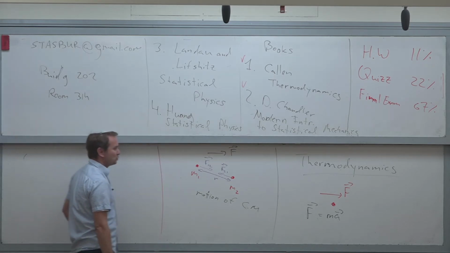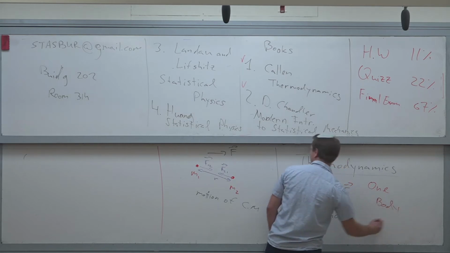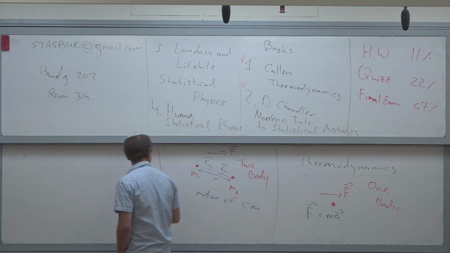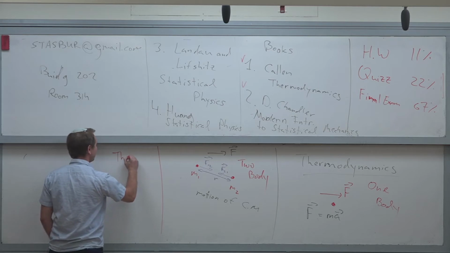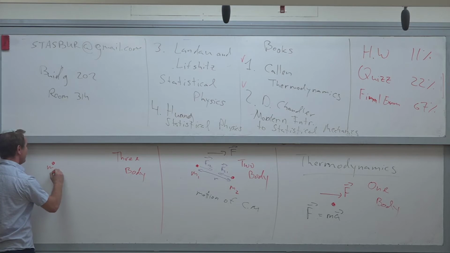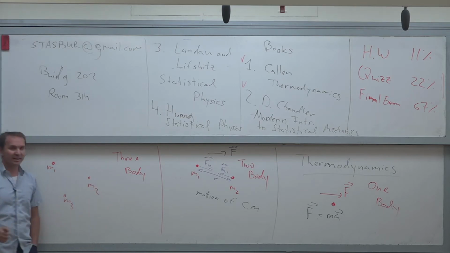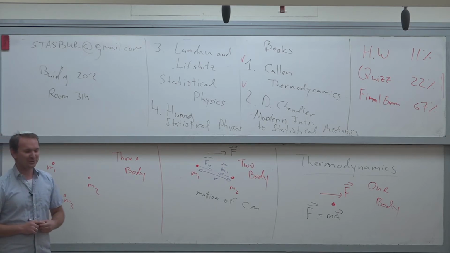Okay? So this is one body. This is two body. What happens if I add even one single additional particle, three body? Okay? I have M1, I have M2, and I have M3. Very simple. Can I solve this? The answer is no. Why not? Well, because nobody has solved it so far. Okay, you can be the first.